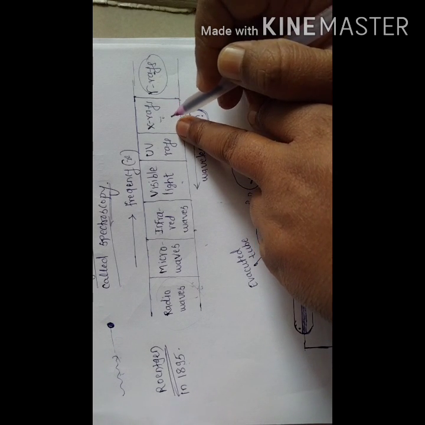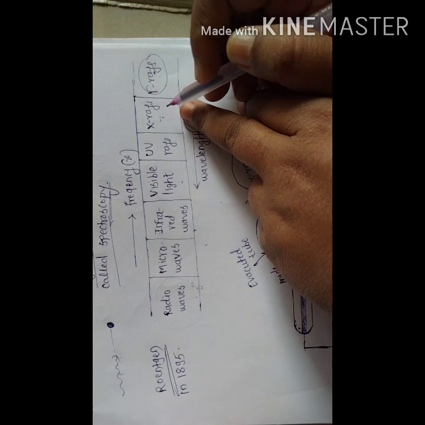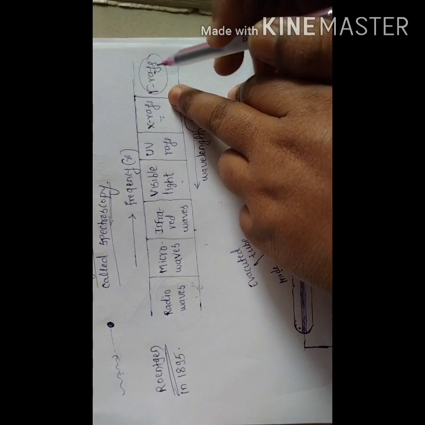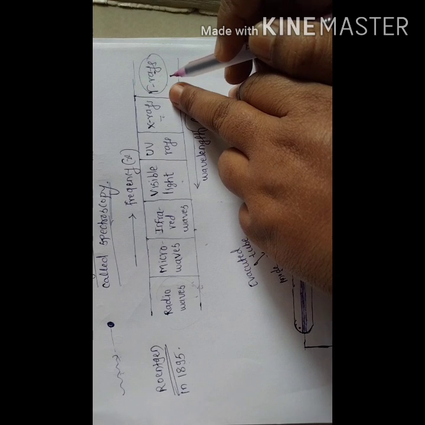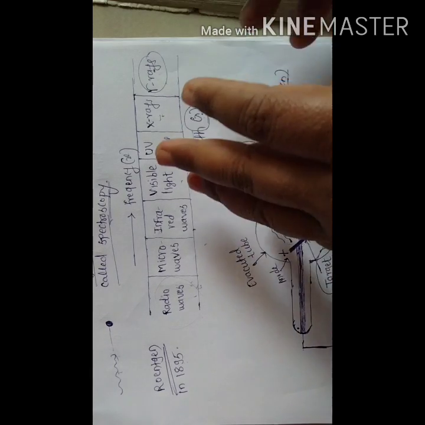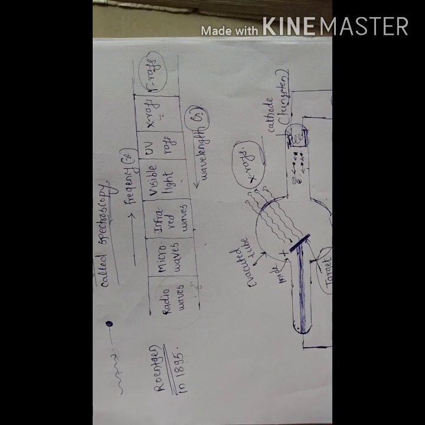Okay, so X-rays are used for medical purposes. And gamma rays are also used in medicine to kill cancer cells. So we will see X-ray spectroscopy in detail.